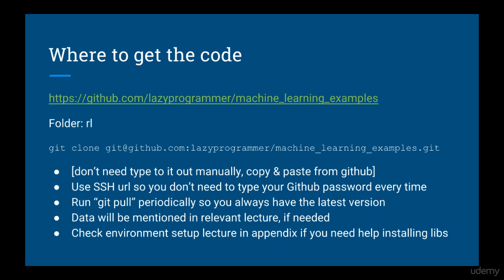I would recommend using the SSH URL so that you don't need to type in your GitHub password every time you do anything. Make sure you periodically check for updates or run git pull so that you have the latest version. All of the data in this course will be mentioned in the relevant lecture if needed. If you don't know how to use Git, or you need help setting up your development environment with the right Python libraries, you'll want to check out the environment setup lecture in the appendix.